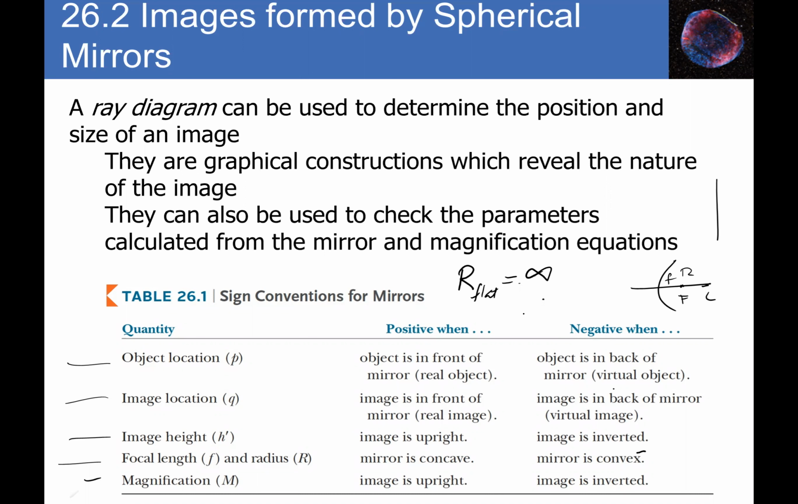Or how about the focal length? Well, if R is infinity, remember this is R over 2, that means the focal length is also infinitely large. That's why, using the equation 1 over P plus 1 over Q equals 1 over F, if it's 1 over infinity, that becomes 0. That means 0 equals 1 over P plus 1 over Q, which gives you P equals Q in absolute value, because you move it to the other side.